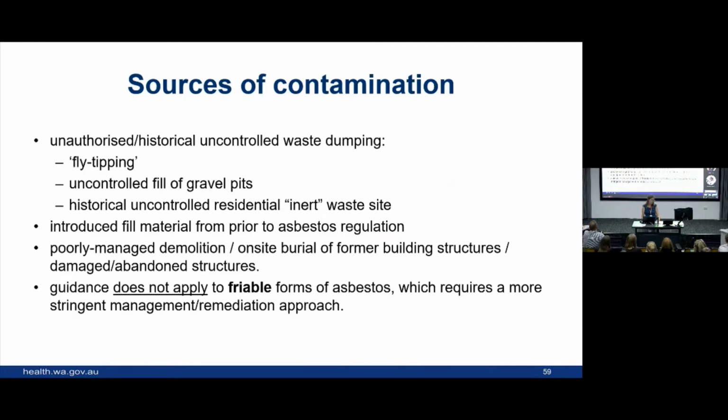So what are the sources of contamination on these parklands? Historical uncontrolled dumping, so fly tipping. There might have been old municipal waste pits, filled gravel pits, and also poor demolition and removal practices from former on-site structures. The guidelines won't apply to where friable asbestos is present. So if your site history and initial observations indicate that commercial wastes are present, then you'd need to consider for that and go to the full guideline approach.